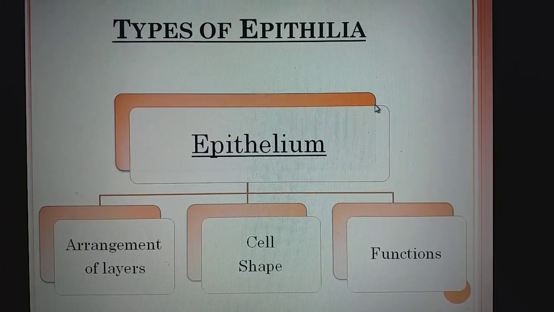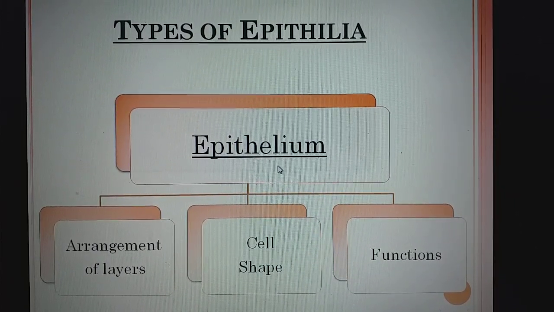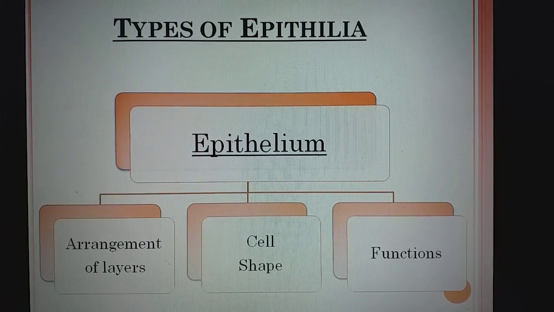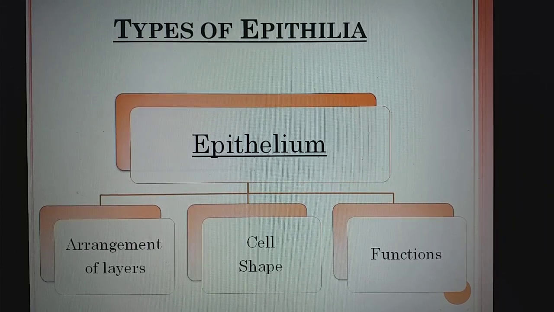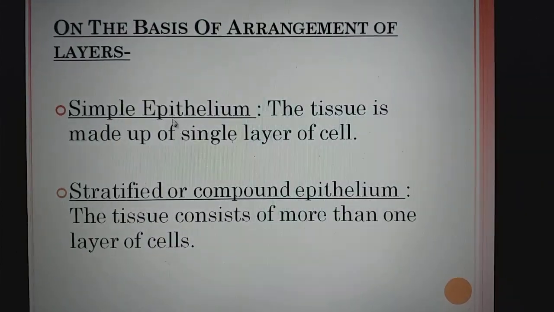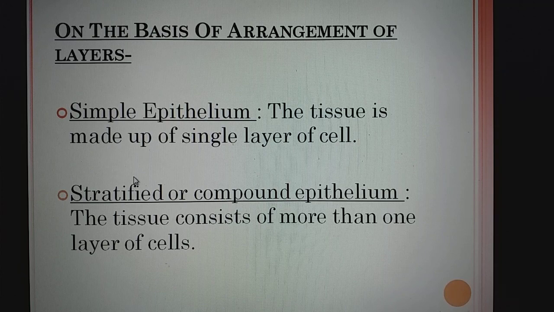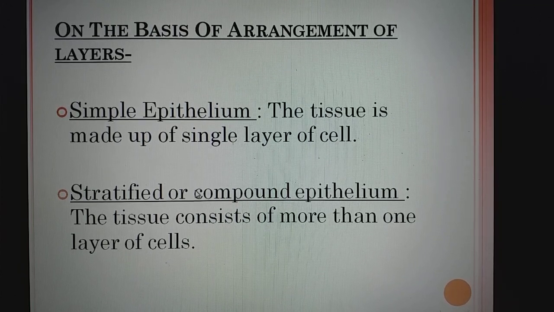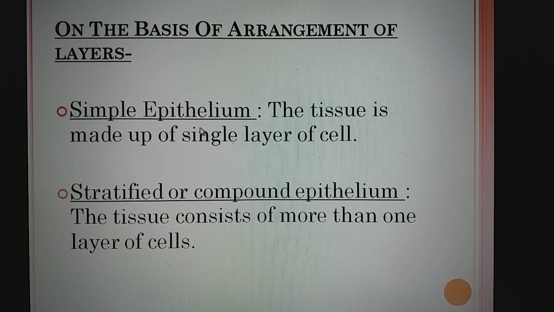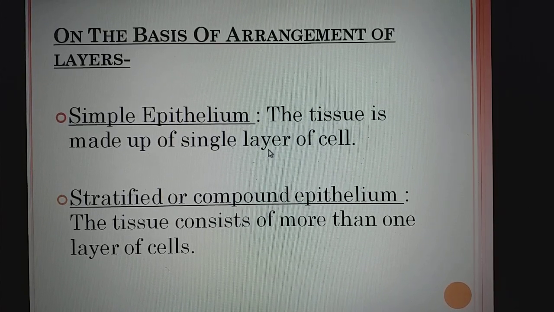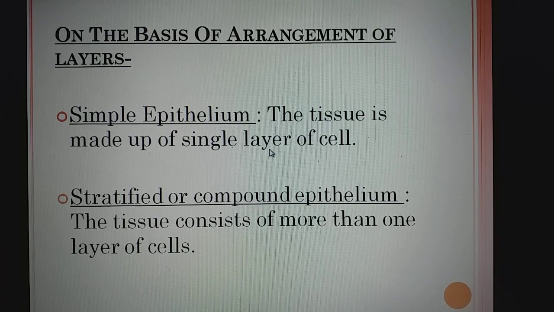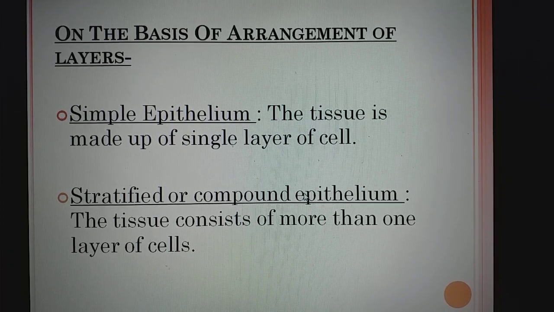Now types of epithelial tissue. Epithelial tissue is categorized on the basis of the arrangement of layers, cell shape and function. So first is the arrangement of layers. On the basis of arrangement of layers, epithelial tissue is of two types, that is simple epithelium and stratified or compound epithelium. Simple epithelium means the tissue is made up of a single layer of cells. And stratified or compound epithelium means the tissue consists of more than one layer of cells.